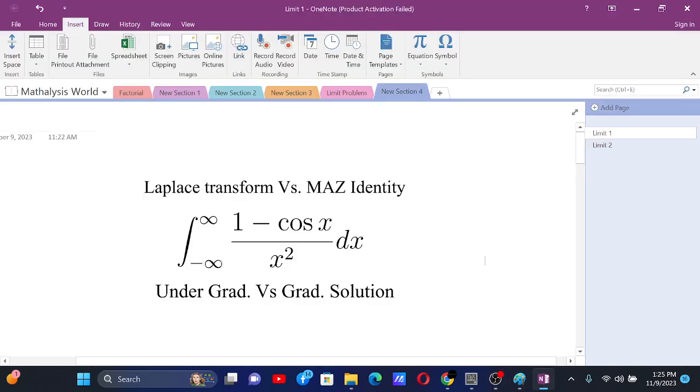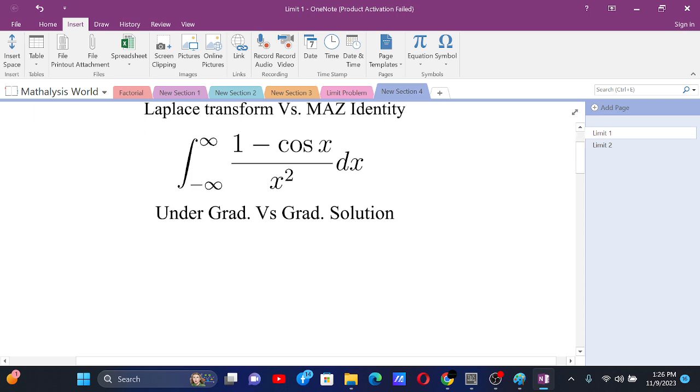In this video, we are going to look at undergrad versus grad solution for an integral, which is the integral from negative infinity to infinity of (1 minus cos x) by x squared dx. The undergrad solution is via Laplace transform and the grad solution is via the MAZ identity. Okay, so let's begin with the Laplace transform.